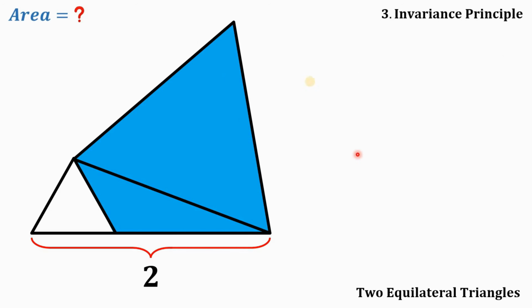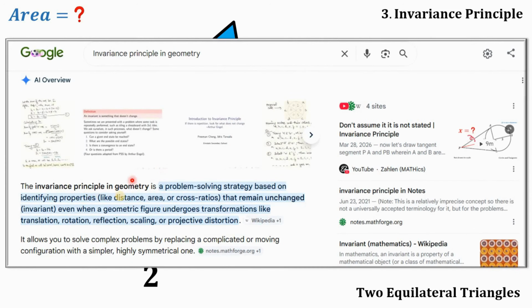So let's begin. Now, if we search invariance principle in geometry on Google, you will arrive at this page, wherein it says that the invariance principle in geometry is a problem-solving strategy based on identifying properties like distance, area, or cross ratios that remain unchanged or invariant, even when a geometric figure undergoes transformation like translation, rotation, reflection, scaling, or projective distortion. And also take note, it allows you to solve complex problems by replacing a complicated or moving configuration with a simpler, highly symmetrical one.